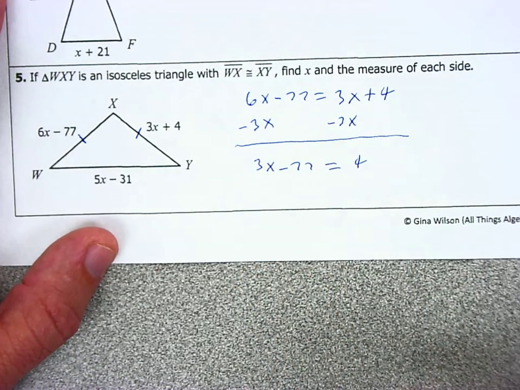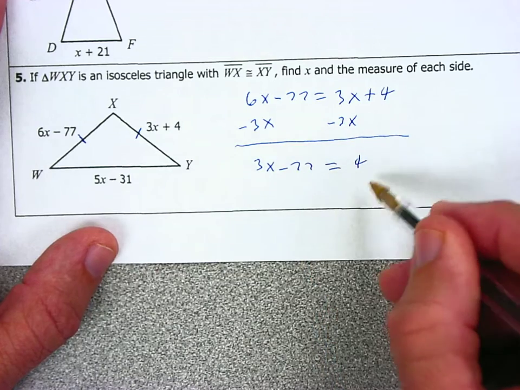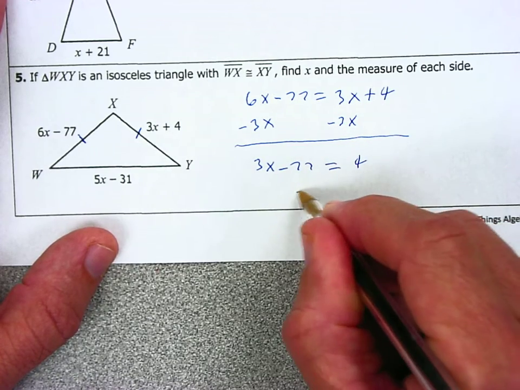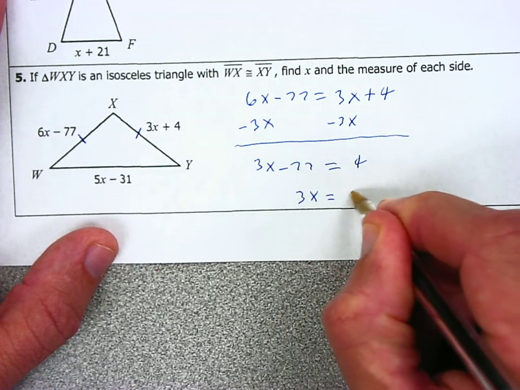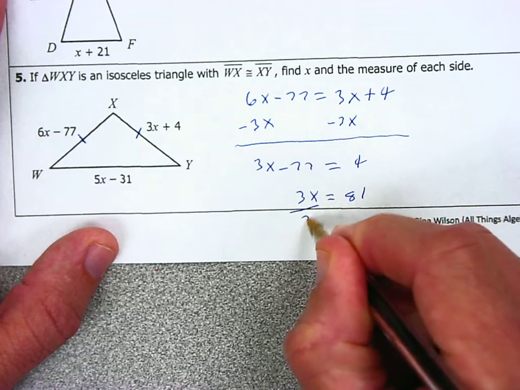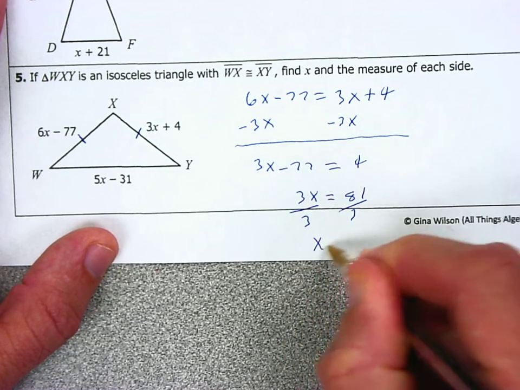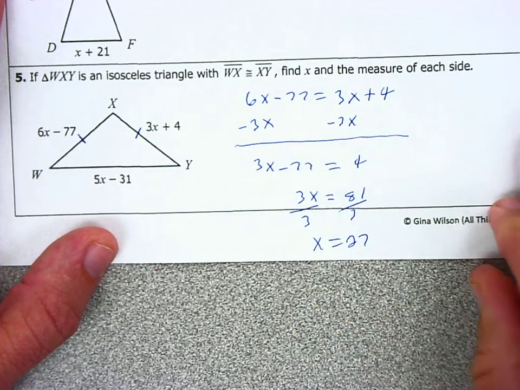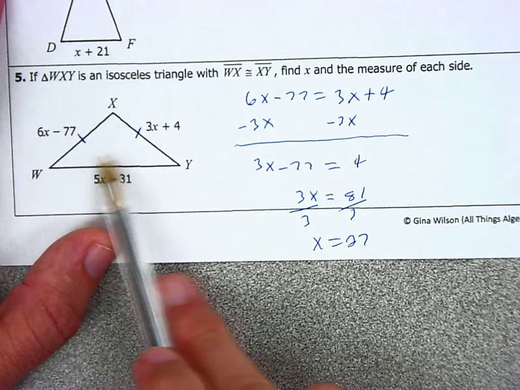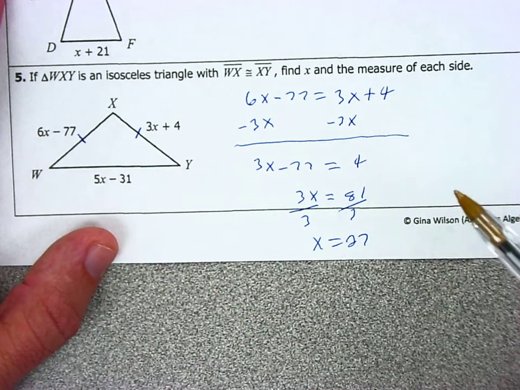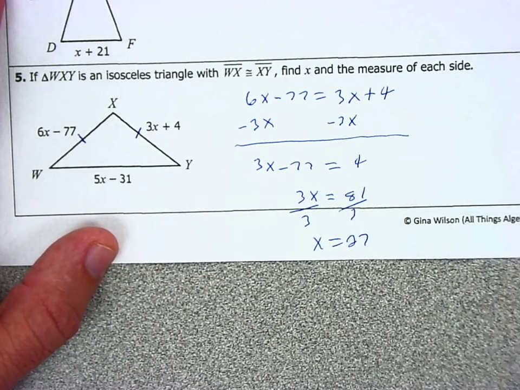You got your classic two-stepper going on. You're going to add 77 to both sides. Boy, you're getting rich. Now you've got 81. You're going to divide by 3, and now you get x equals 27. So again, you just had to know that these two sides are equal, since the expressions are equal, and then just do your algebra.